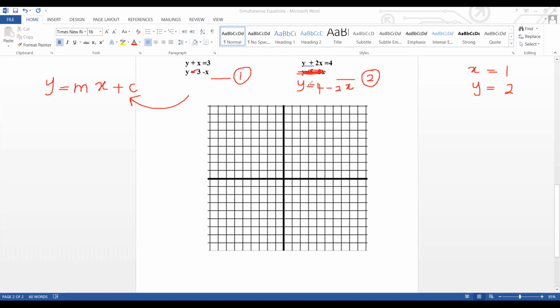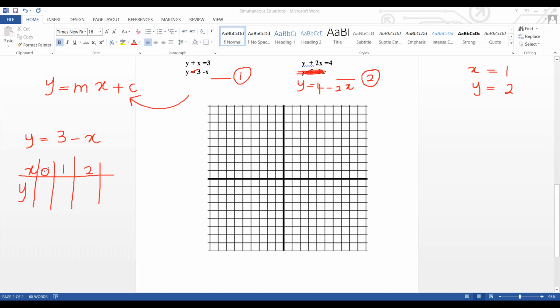Now what I'm going to do, I'm going to get some of the values, right? Now my first equation is y equals 3 minus x. So I'm going to get some values for this. Okay, I'm going to get some values for x. Right, I'm going to take three values. For x, I'm going to take 0, 1 and 2. Right, then I'm going to check my y answer.